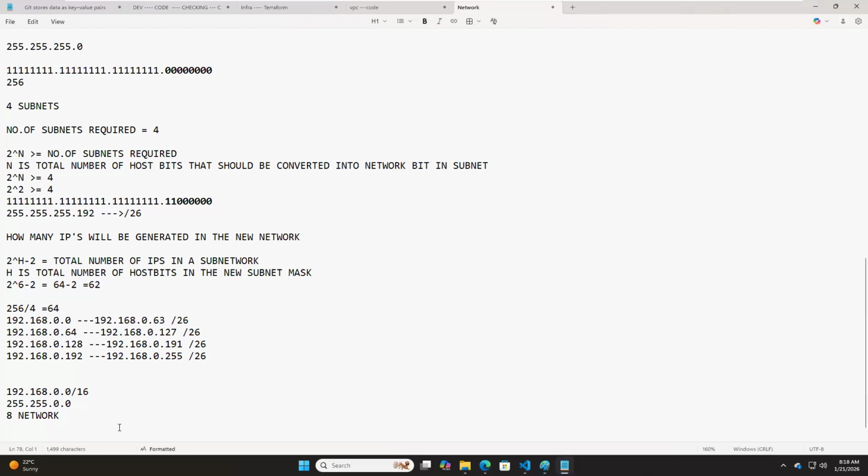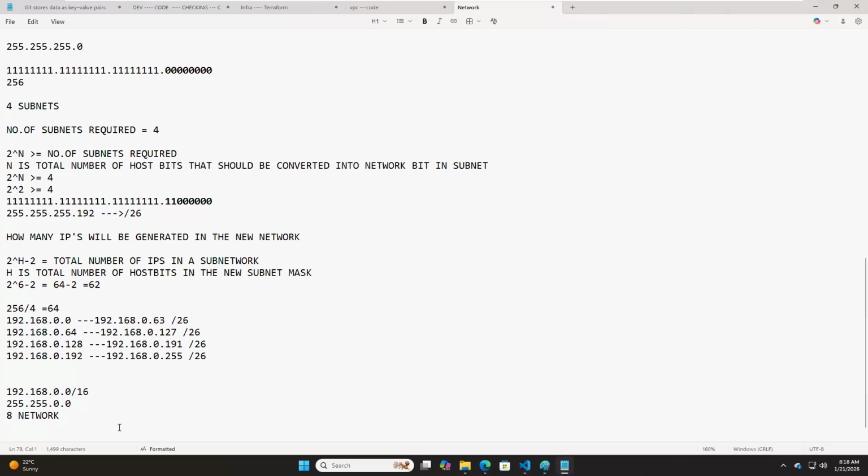And the next one is the total number of hosts, the total number of devices that you can create in that particular network, which is 2 to the power of 13 minus 2. 2 power 10 means 1024, then 2048, 4096, and 8192. So 8192 minus 2, that is 8190 devices you can connect in a single network.